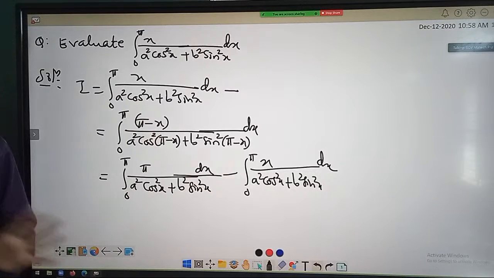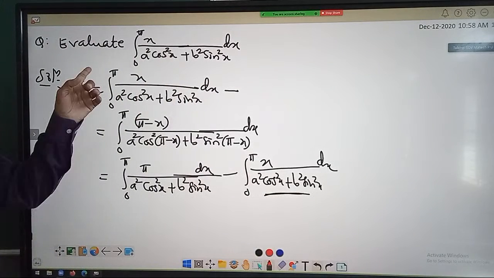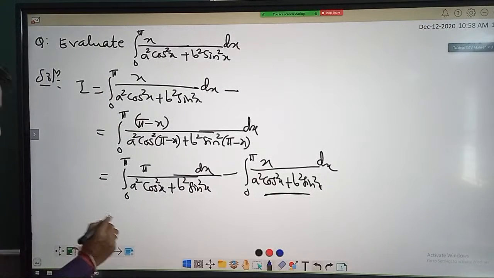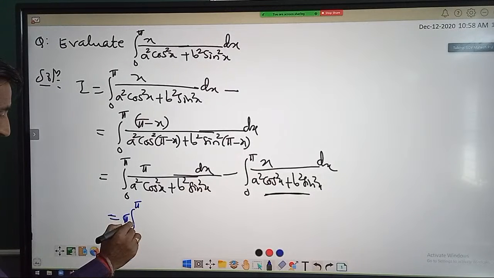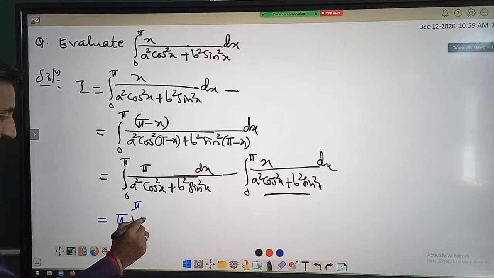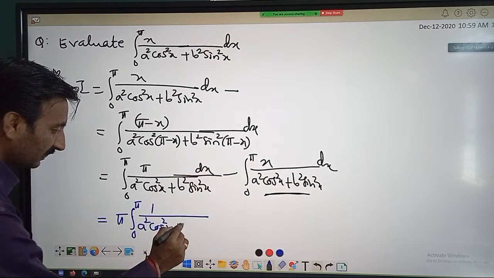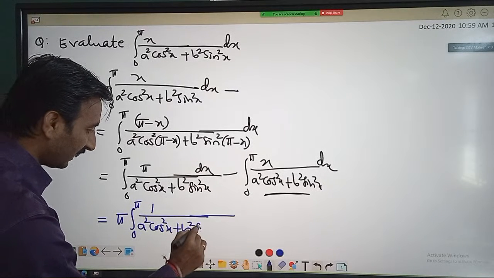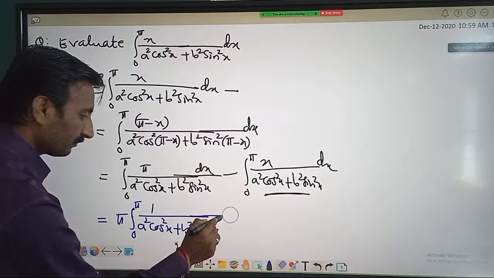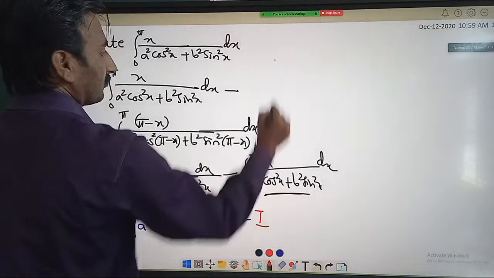The reason is I am not interested in x here. If x comes, I cannot proceed with my logic, whatever the method is. So for that, I take this one simply as I. Correct. Look at this part, 0 to pi. I will take pi outside: pi into 1 divided by a square cos square x plus b square sin square x with respect to dx, minus this is I. Correct?